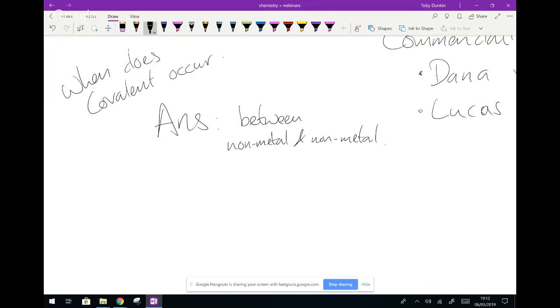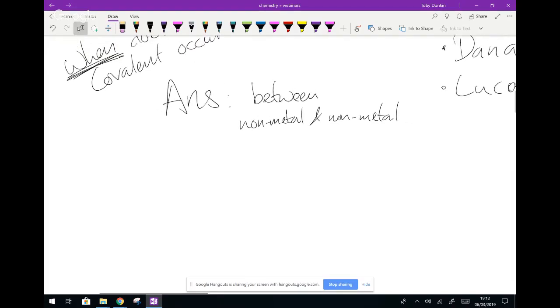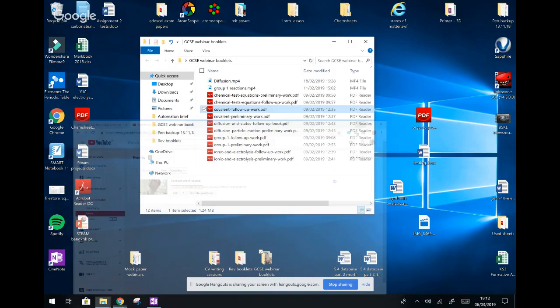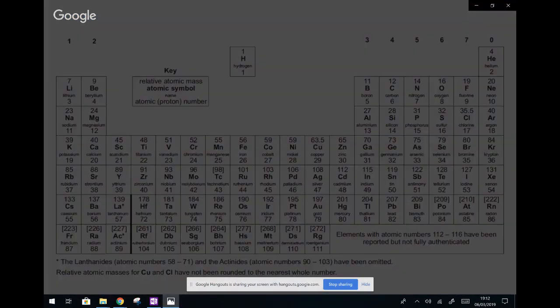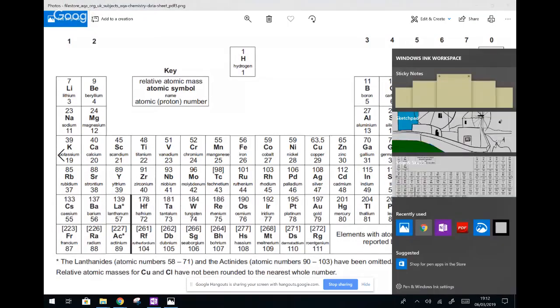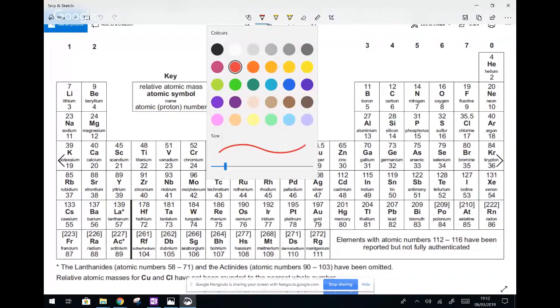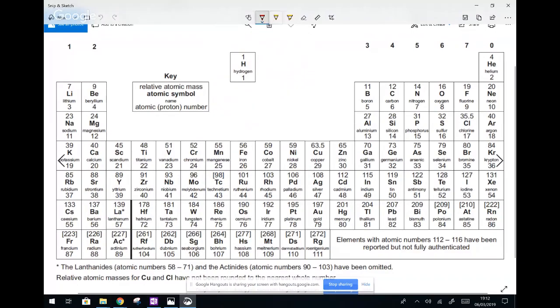When does covalent occur? And the trick here is when, and we're looking at two non-metals. At this point, I have to visit my wonderful, my beautiful periodic table, which I absolutely adore. I love this thing, and it's nice, of course, for me to draw my line. We've got our step ladder. We all remember this.